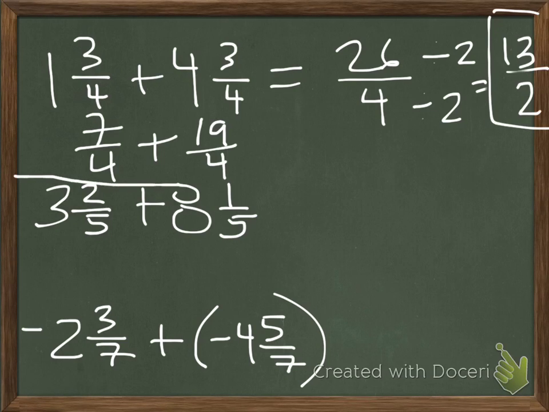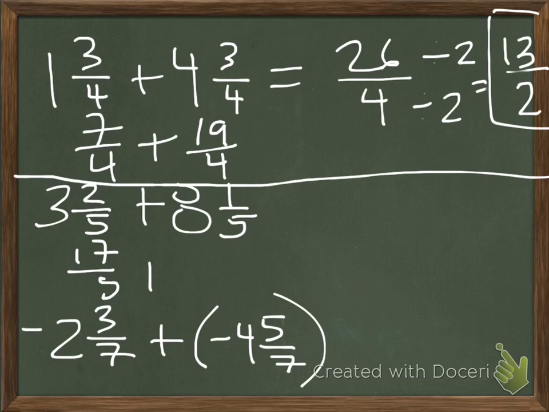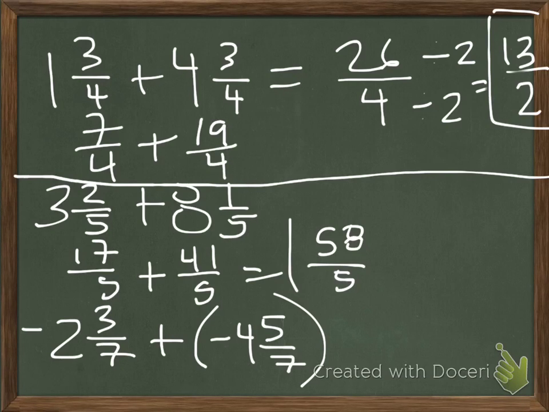Next one, let me separate this a little bit so you can see. But again, the same idea for the next two. You're going to change them to improper fractions, add the numerators, and then see if you can simplify. And every time you're keeping the same denominator. So this is going to be 17 over 5 plus 41 over 5, which gives me 58 over 5. And this actually can't be simplified anymore, so we're going to keep it as 58 over 5.